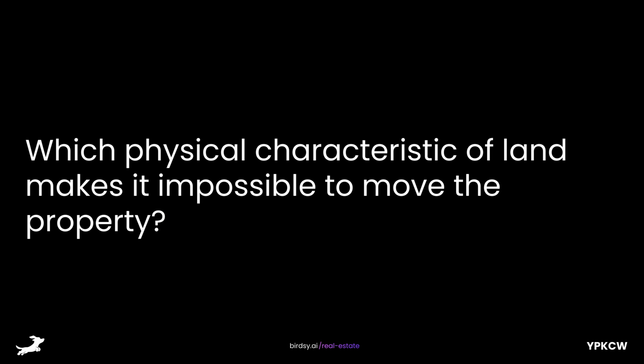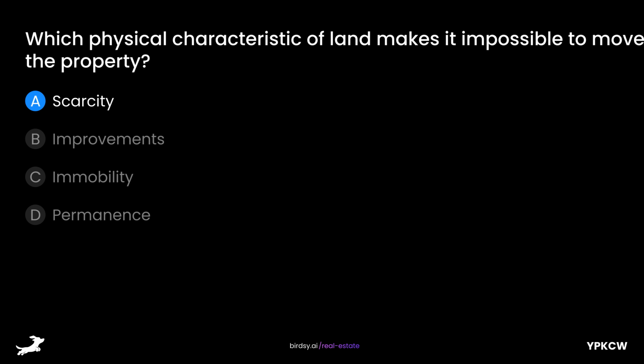Which physical characteristic of land makes it impossible to move the property? Is it A, scarcity, B, improvements, C, immobility, or D, permanence? The answer is C, immobility.